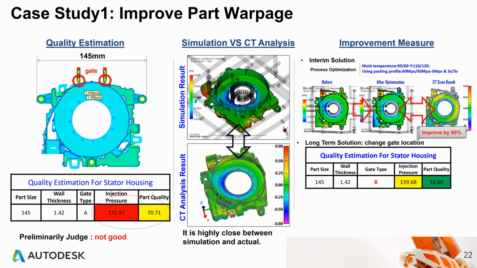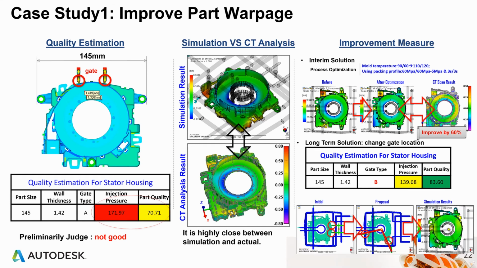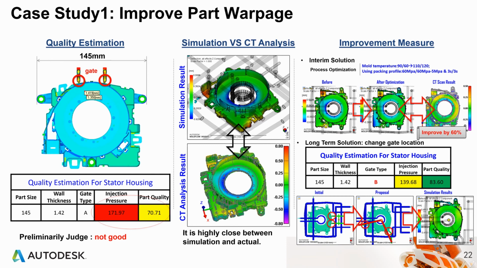From the database, we can see if we change the gate type from same set to different sets, the part quality can be improved a lot. So we changed the gate location from same set to different set, and the warpage status is good in the hard tool. And the warpage status can meet the tolerance.